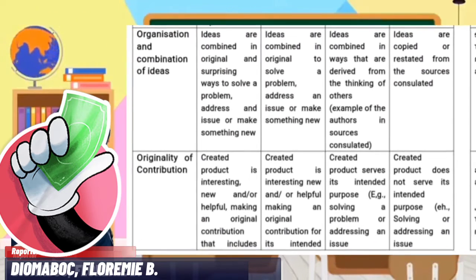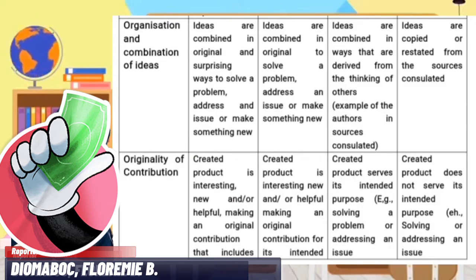The next one is organization and combination of ideas. In very creative, ideas are combined in original and surprising ways to solve a problem, address an issue, or make something new. In creative, ideas are combined in original ways to solve a problem, address an issue, or make something new. In ordinary or routine, ideas are combined in ways that are derived from the thinking of others. And in imitative, ideas are copied or restated from the sources consulted.